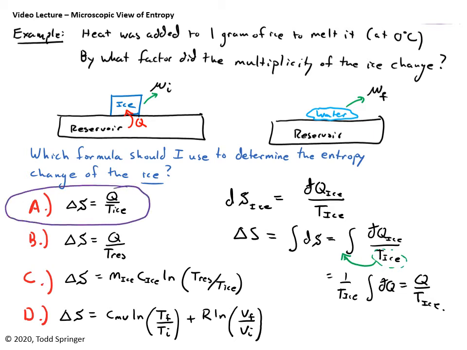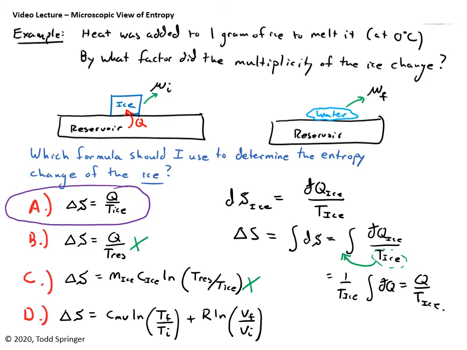Okay. It can't be B because the temperature of the reservoir shows up here, and this would be okay if you were calculating the entropy change of the reservoir, but the temperature there is the temperature of the object which heat is being added to, right? So if I want the entropy change of the ice, I can't use B. This one is good for if the temperature is changing.